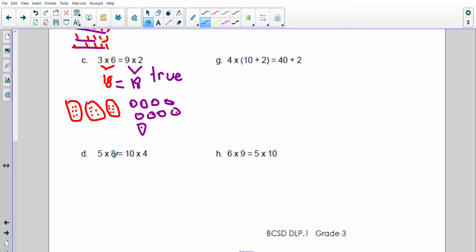Next one. 5 times 8 equals 10 times 4. Okay, so again, we're going to solve each side of the equal sign before I say if it's true or false. So 5 times 8. Well, I'm going to solve it 8 times 5 because that way I can skip count by 5. So I know I have 1, 2, 3, 4, 5, 6, 7, 8. I'm going to skip count by 5s. So I'm going to go 5, 10, 15, 20, 25, 30, 35, 40.